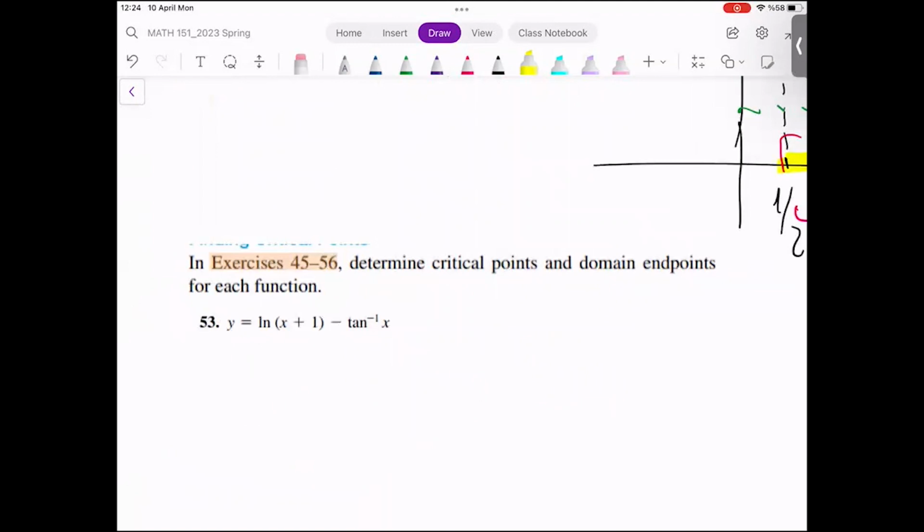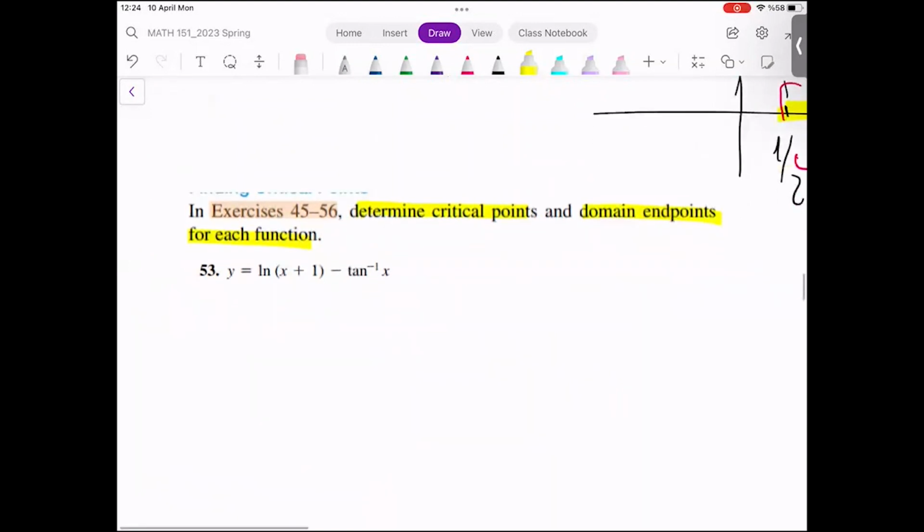This time we have this function y. We want to determine the critical points and domain endpoints. Okay, let's do that. Let's start with the domain. Let me put a recall here.